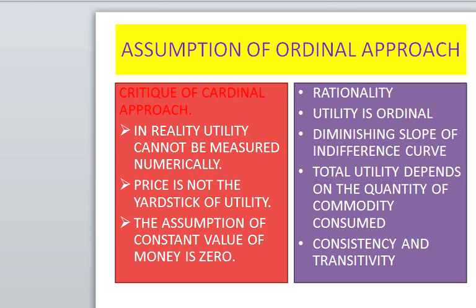In our next video, we are going to be explaining the concept of the diminishing slope of the indifference curve.